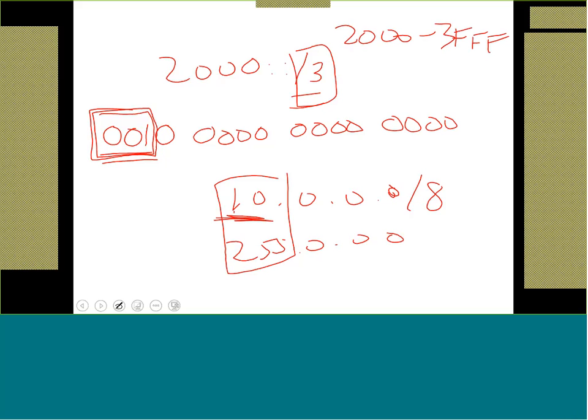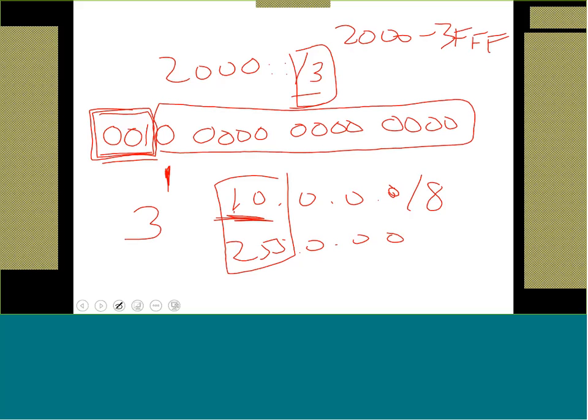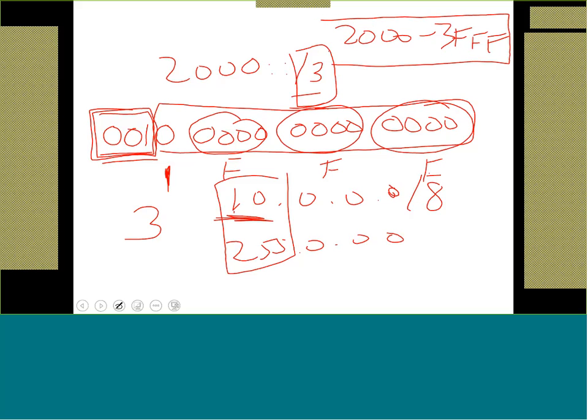Because if the first 3 bits are fixed, that means that the remaining bits can be anything. Well, if that's a 1, then that's a 3, right? If these are all 1s, then that's an F. If these are all 1s, then that's an F. If those are all 1s, that's an F. So every single public IPv6 address comes from that range, 2000 to 3FFF.